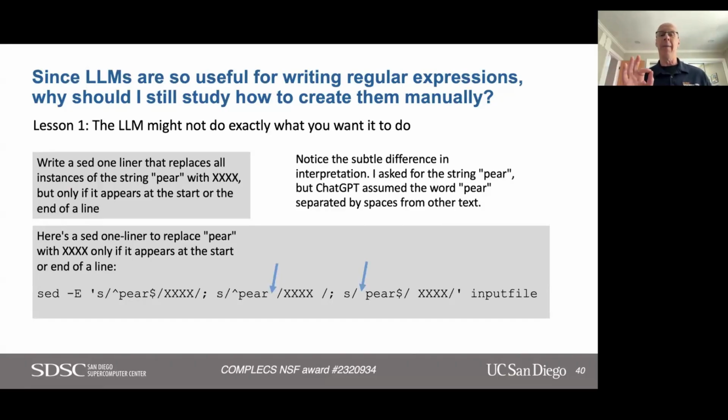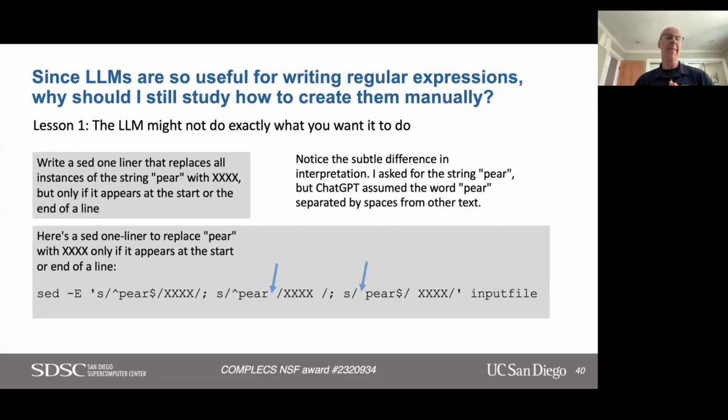And I'm going to comment very briefly on large language models. I think LLMs are great. I use them all the time in many different contexts. But if LLMs are so useful for writing regular expressions, why should I still study how to create them manually? I mean, you think, why should we be doing all this hard work?